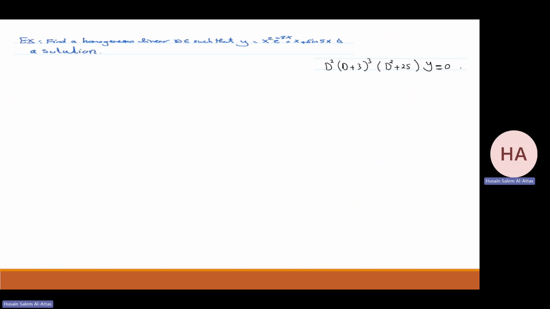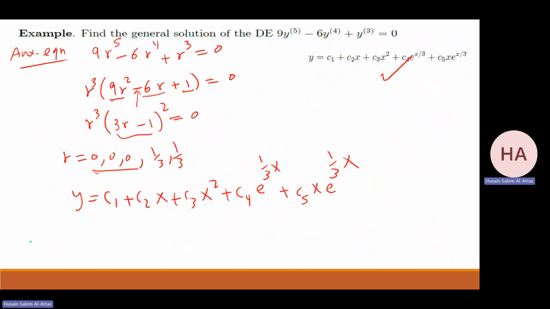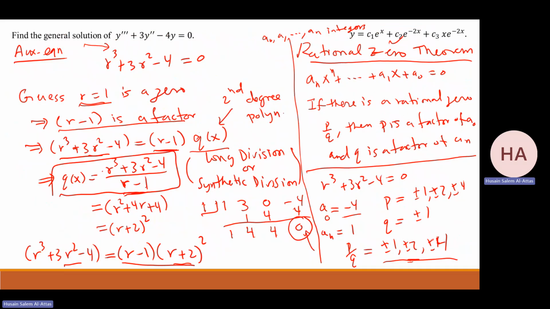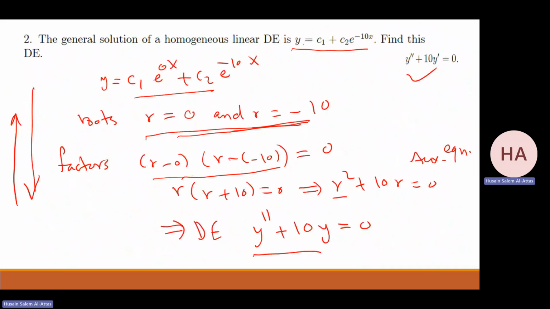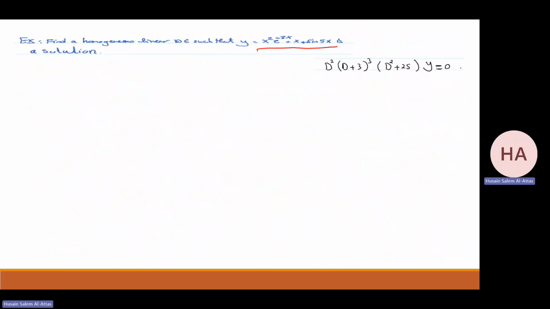Find the homogeneous linear differential equation that has this as a solution. There's a difference if you write it as a solution or general solution. When it's a general solution, then we need to stick to it. Remember we solved some problems, when he said this is the general solution, these are all the roots. But now when he says it's a solution, he says it's a solution.